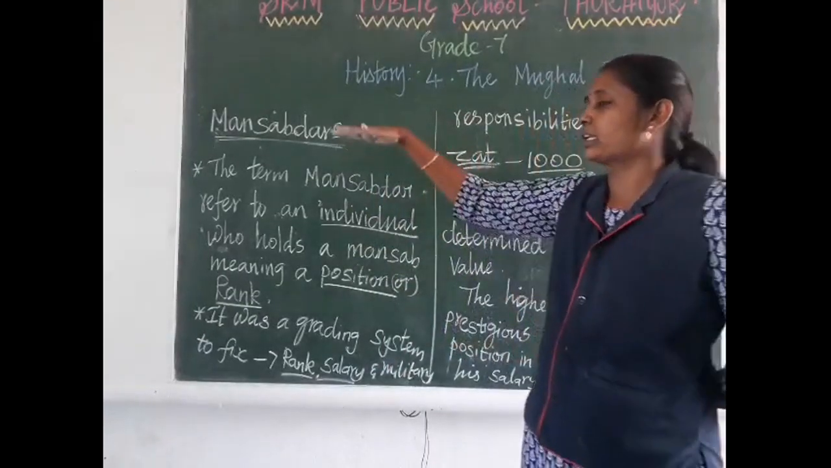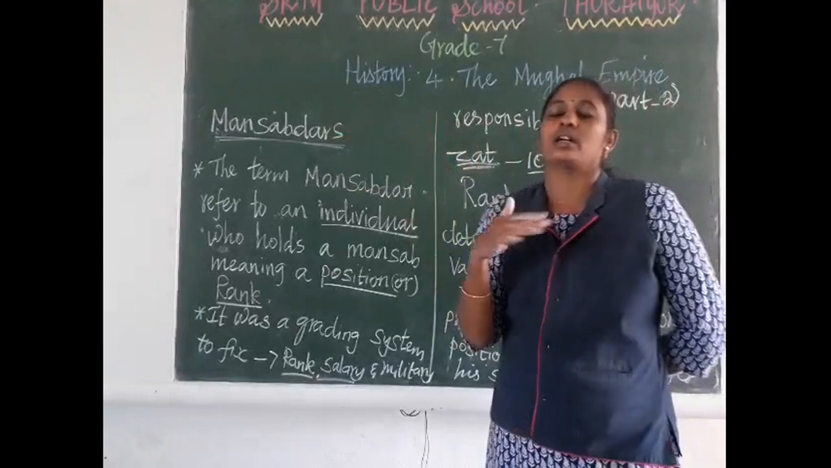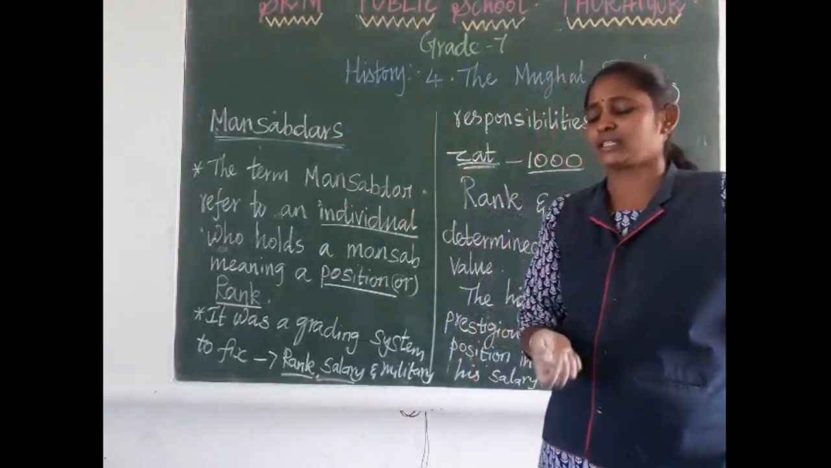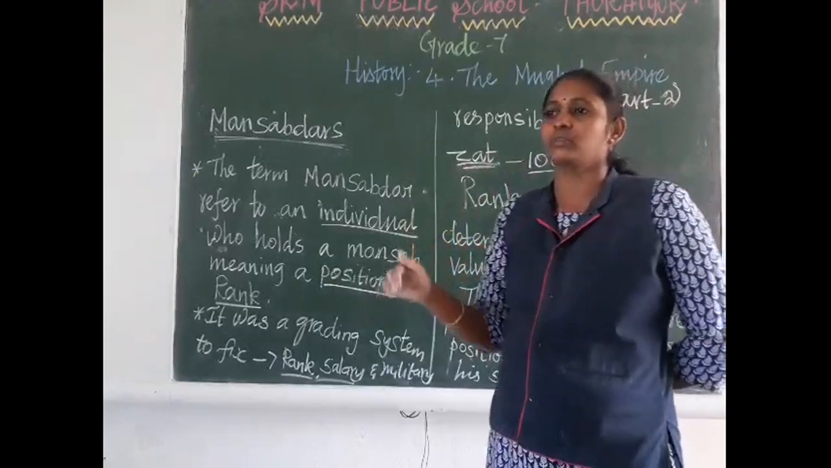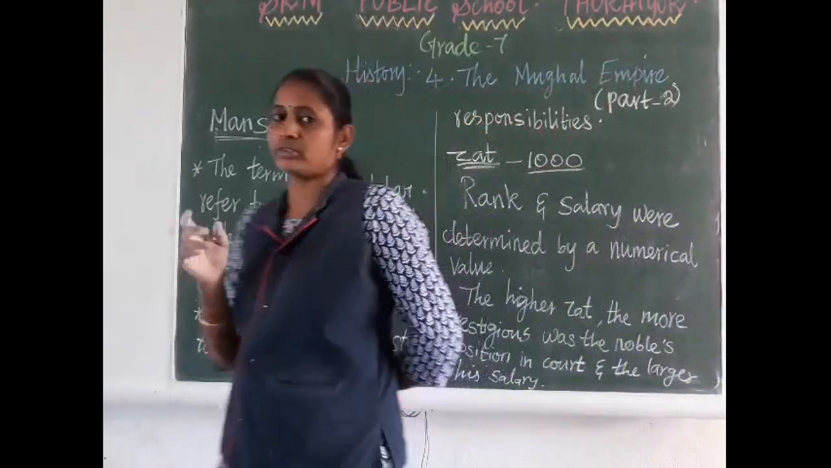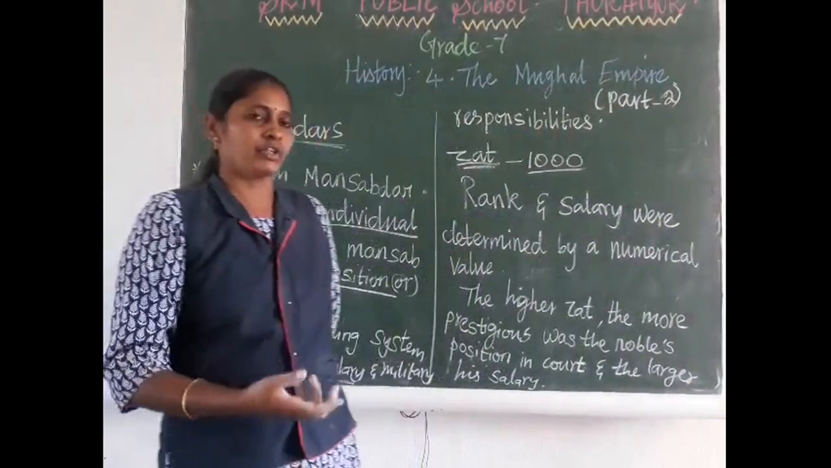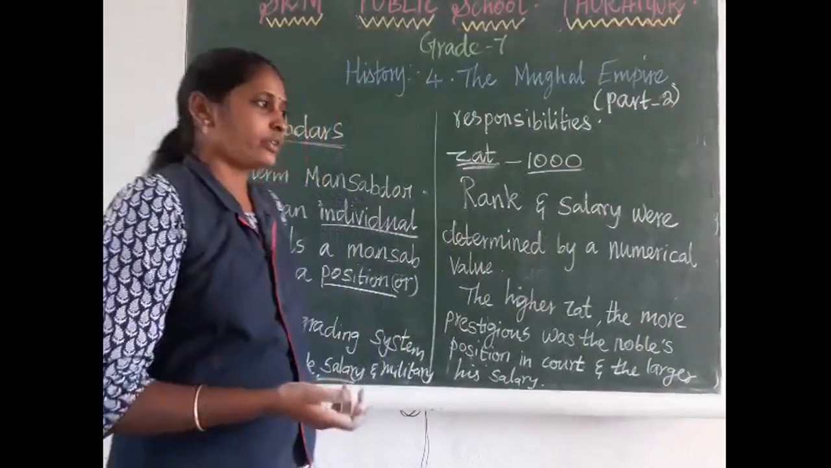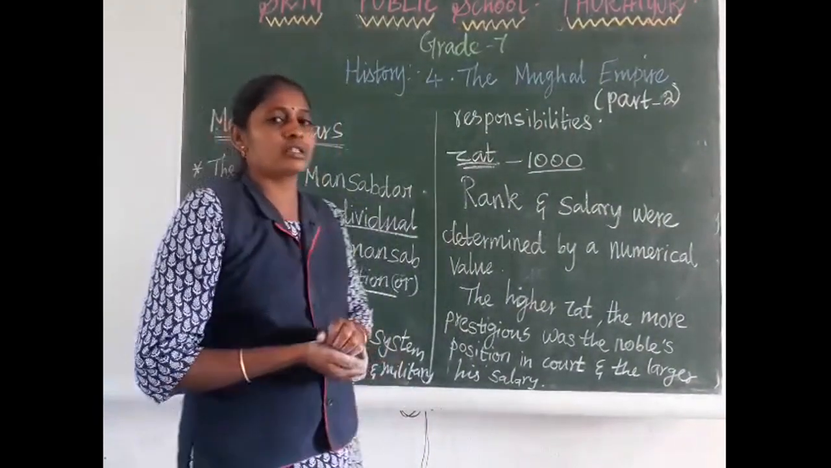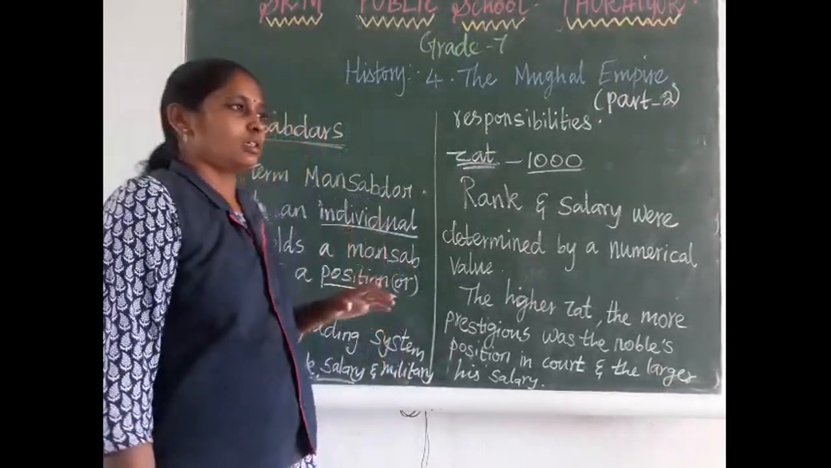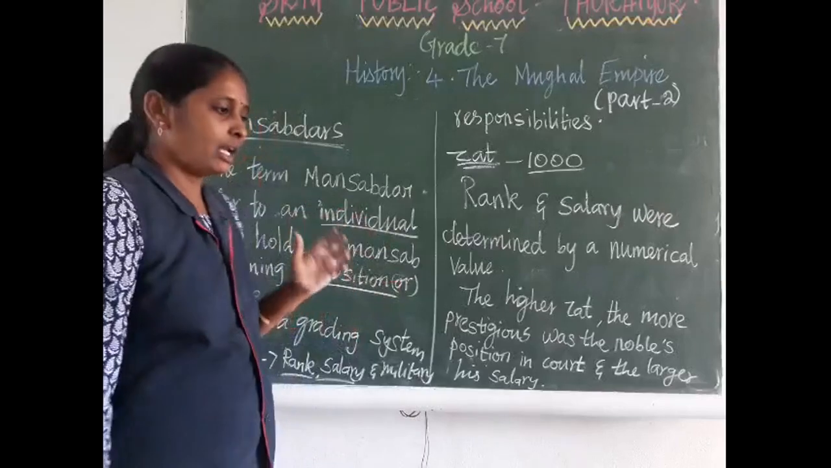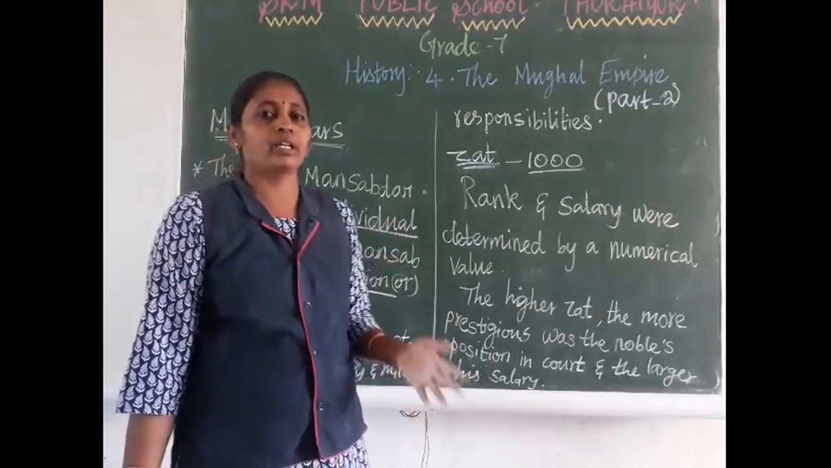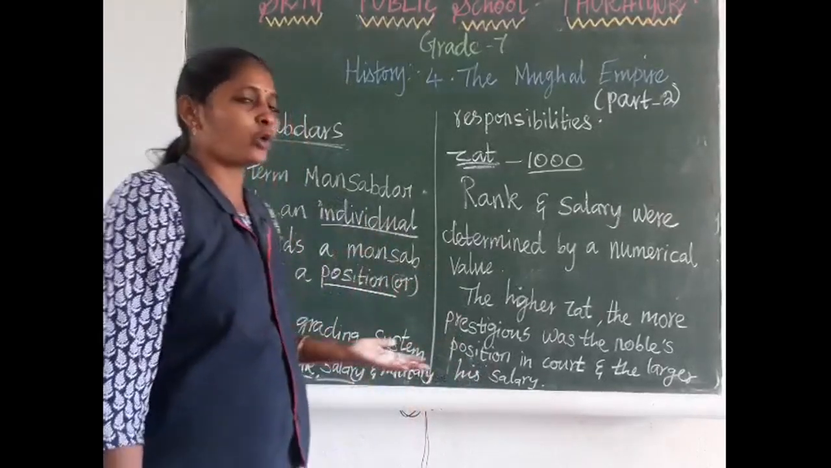Mansabdar is a kind of what last year we studied as Samanta. So jat means their ranking system. According to their position, they fix the salary and the revenue assessment. That revenue assessment, that salary, was called Jagirdar. So the system of Jagirdar and the system of Mansabdar was well organized in the time of Akbar, but it did not continue in the Aurangzeb period.